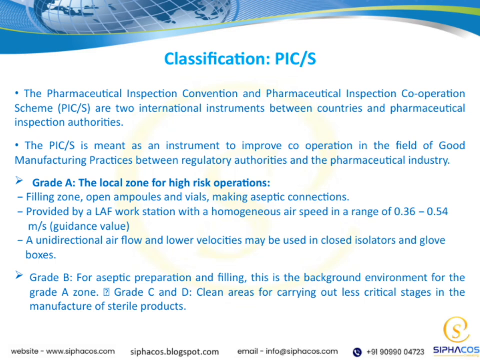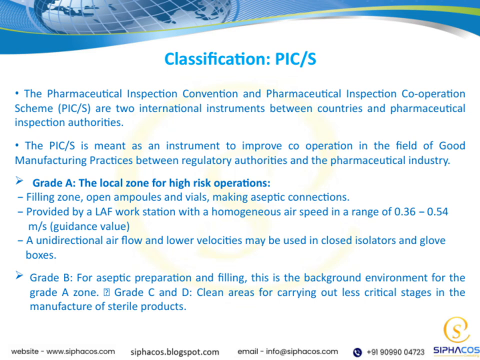It's slightly less critical, but still requires a clean, controlled setting. Finally, Grades C and D are even less critical. They are clean areas designated for manufacturing less sensitive stages of sterile products. These classifications help ensure that each part of the process occurs in an environment appropriate to its risk level, which ultimately upholds product quality and safety.